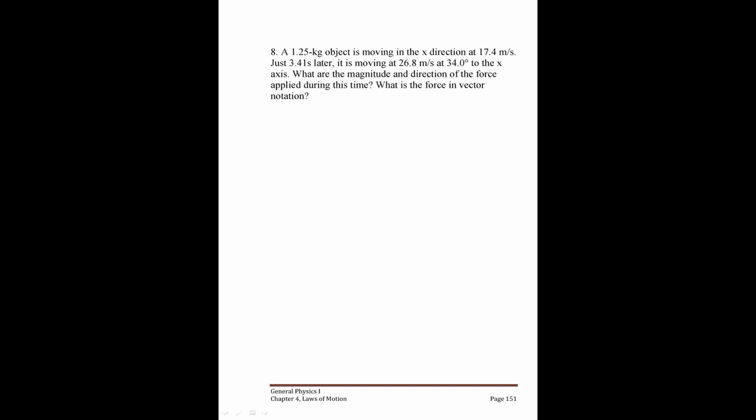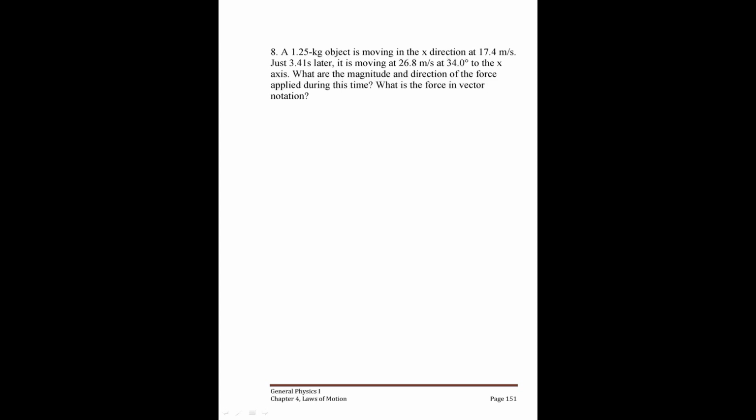A 1.25 kilogram object is moving in the x direction at 17.4 meters per second. 3.41 seconds later, it's moving 26.8 meters per second at 34 degrees to the x-axis. What are the magnitude and direction of the force applied during this time, and what is the force in vector notation? Let's just write down what we know.